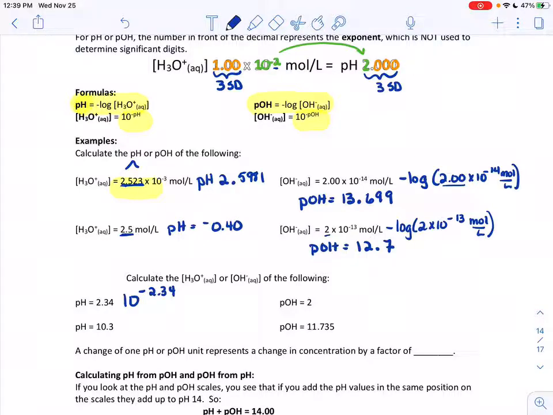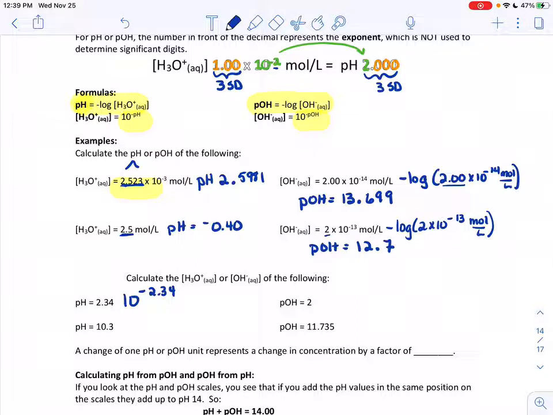So in my calculator, I would write 10 to the negative 2.34. And in your calculator, you will find the 10 to the power of button as a second function to the log button. So again, take a look at that log button. You can see that with the second function, you actually get 10 to the x. So again, second function, hit that log button. Then remember the negative sign, okay? So negative 2.34, and that will change it to concentration.